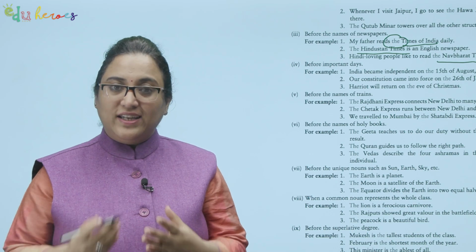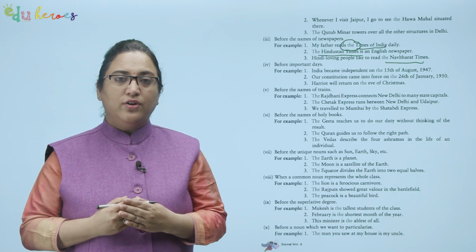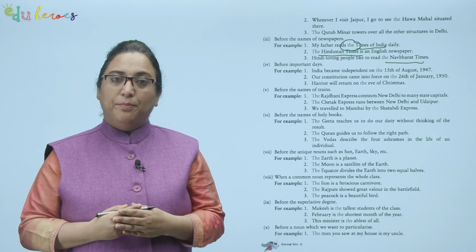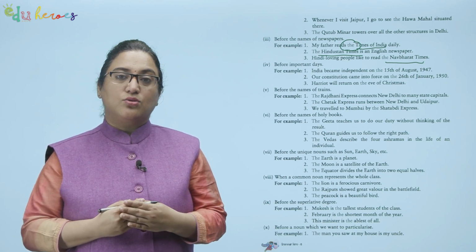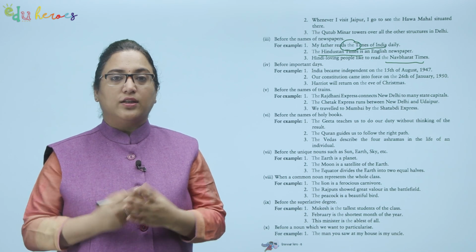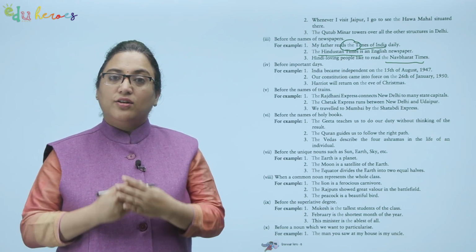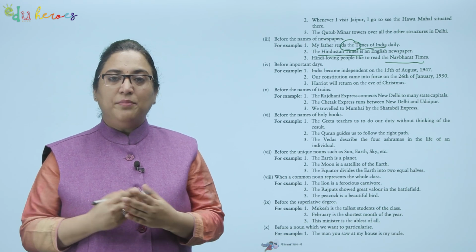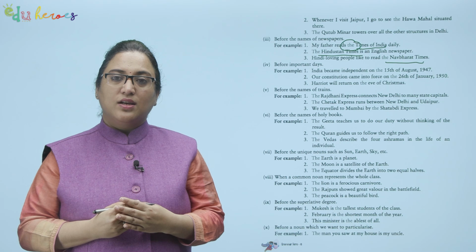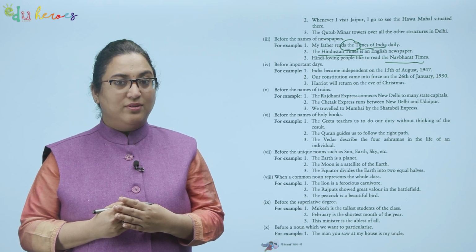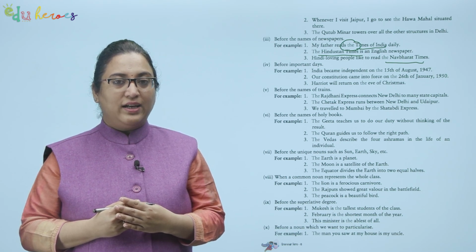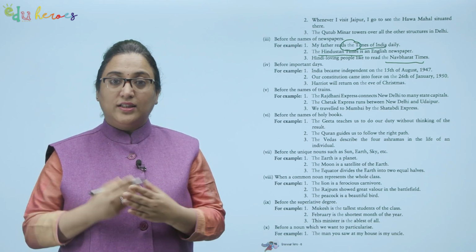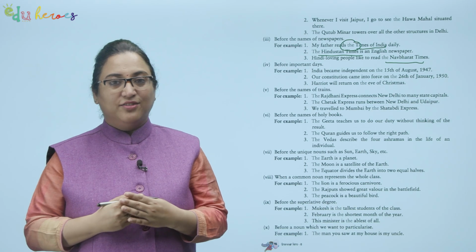And last but not the least, the is used before the names of holy books related to different religions. For example, the Gita teaches us to do our duty without thinking of the result. The Quran guides us to follow the right path. The Vedas describe the 4 ashrams in the life of an individual. So let's identify the names of the holy books or scriptures here: the Gita, the Quran and the Vedas.